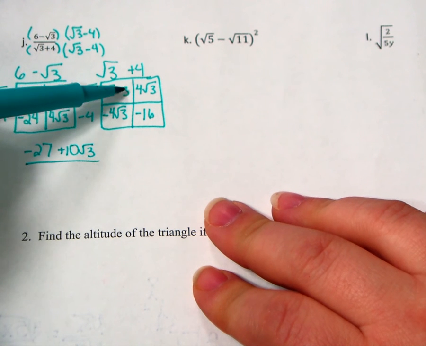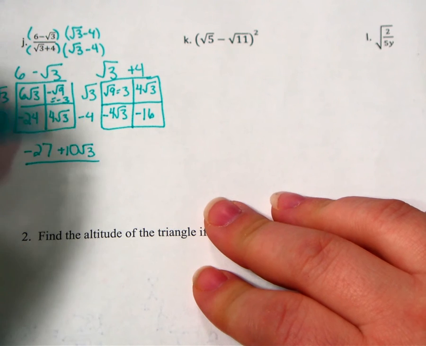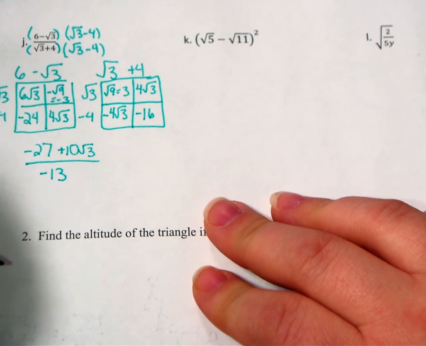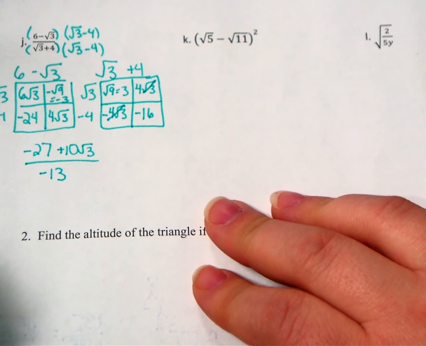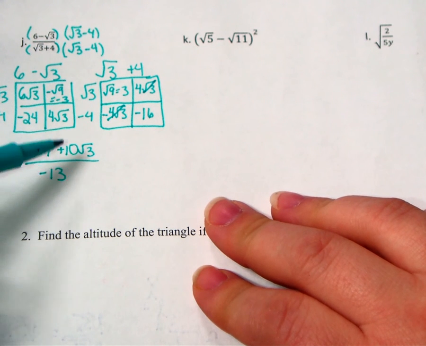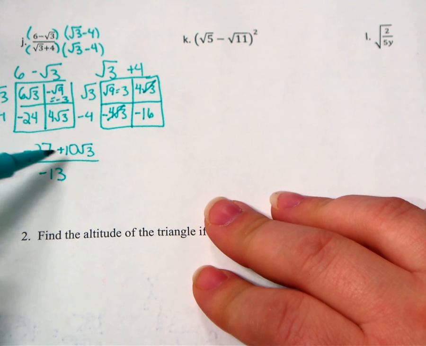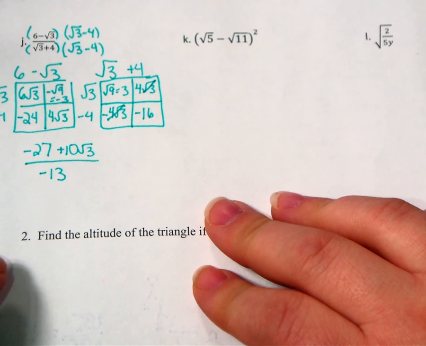For the bottom, I have 3 and negative 16, which gives me negative 13. And across the other ones, they cancel. Now, when I look at this, I always want to be checking to see if I can reduce. And there's not a number that 10, 27, and 13 can be divided by. So I can leave it just like this.